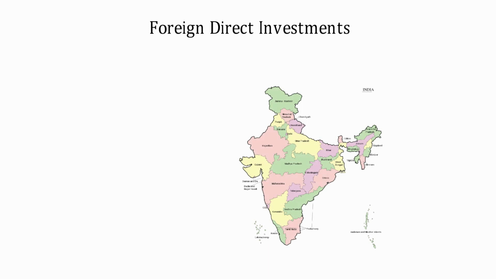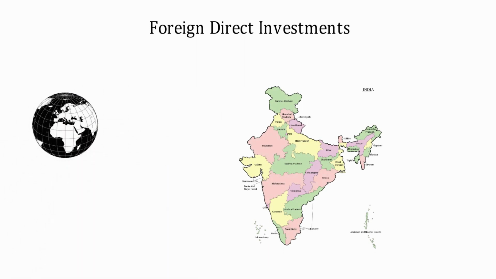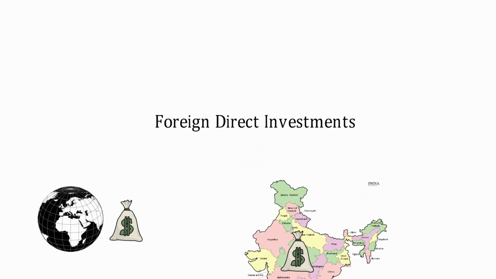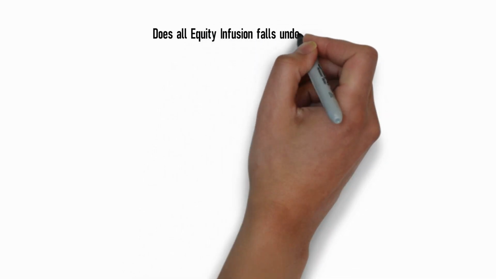FDI is the investment through capital instruments, that is equity shares, debentures, preference shares and share warrants, by a person resident outside India. Now the question arises, do all investments by a person resident outside India fall under FDI? No. The Arvind Mayram Committee report in 2014 suggested changes in the FDI definition, which the center accepted.